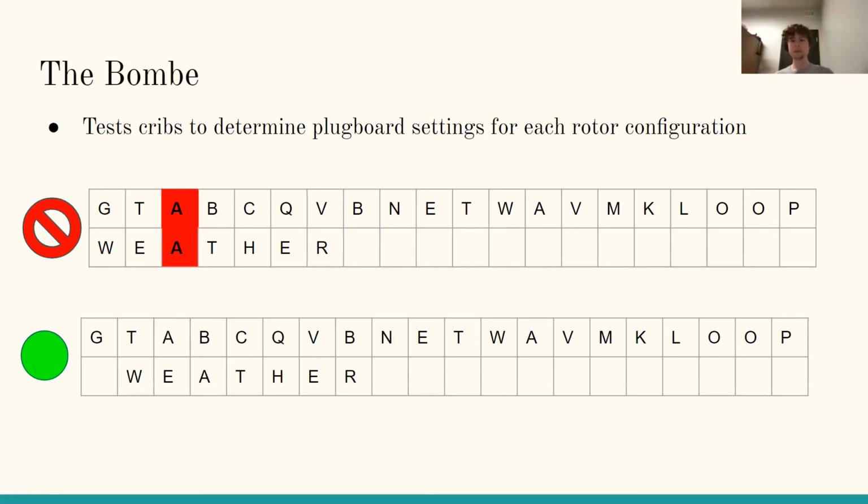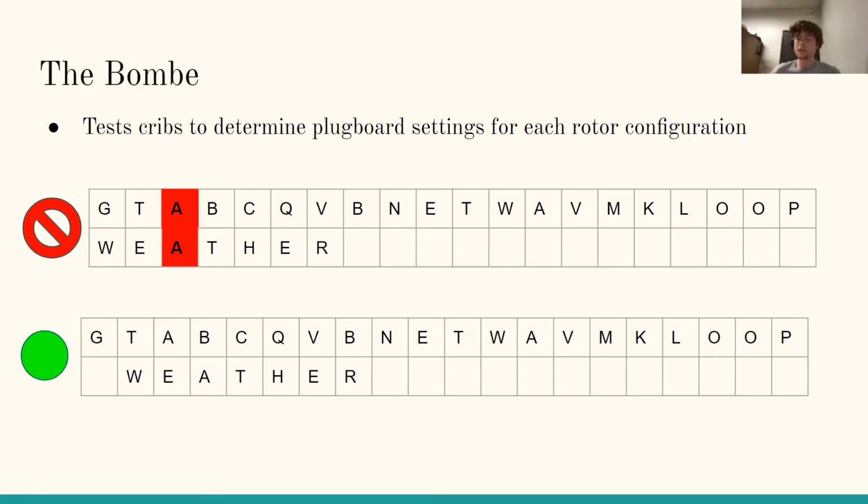Combining this with cribs, we can look for places in this gibberish code that the keyword "weather" could be at. In the first example, you can see that "weather" cannot be the first 7 letters of the code because these A's line up, and we know that an A can never encode to itself. If you look down at the second line, you can see that "weather" could possibly be in spots 2, 3, 4, 5, 6, 7, and 8. And this is the foundation of what the bomb machine used.